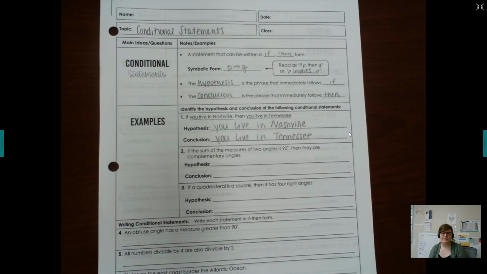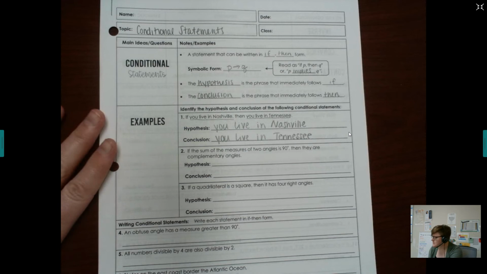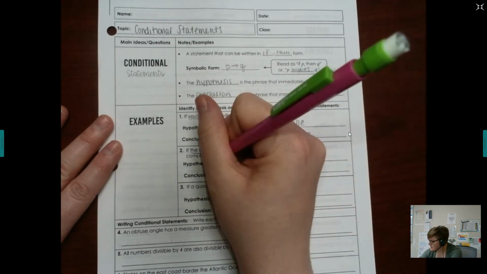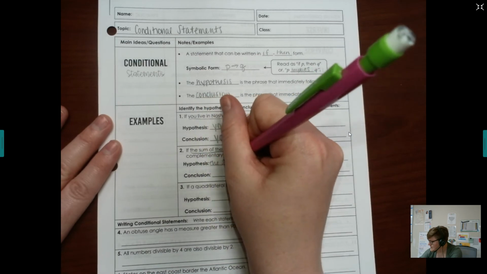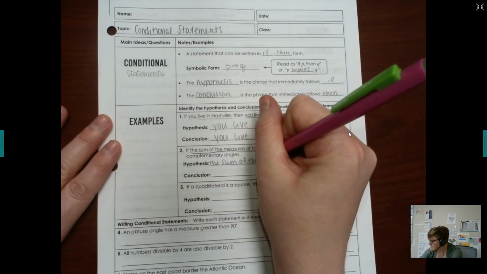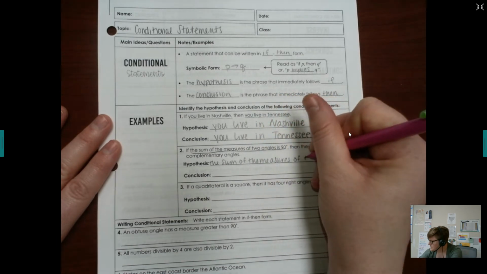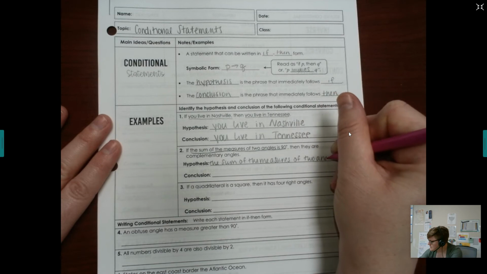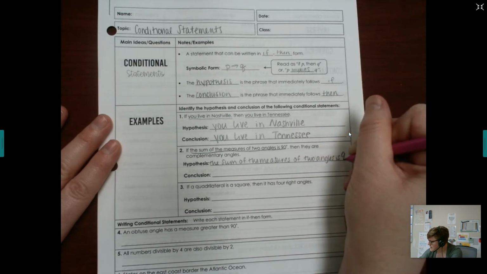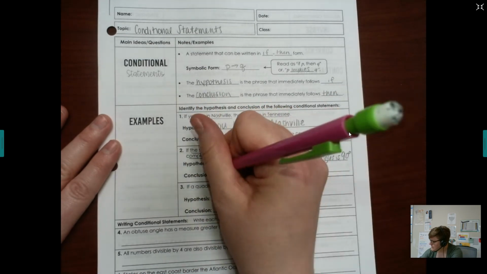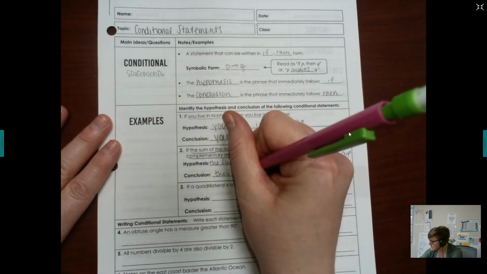Next, we'll look at another one. If the sum of the measures of two angles is 90 degrees, then they are complementary angles. So, hypothesis, it's a long one. The sum of the measures of two angles is 90 degrees. Then they are complementary angles is our conclusion.